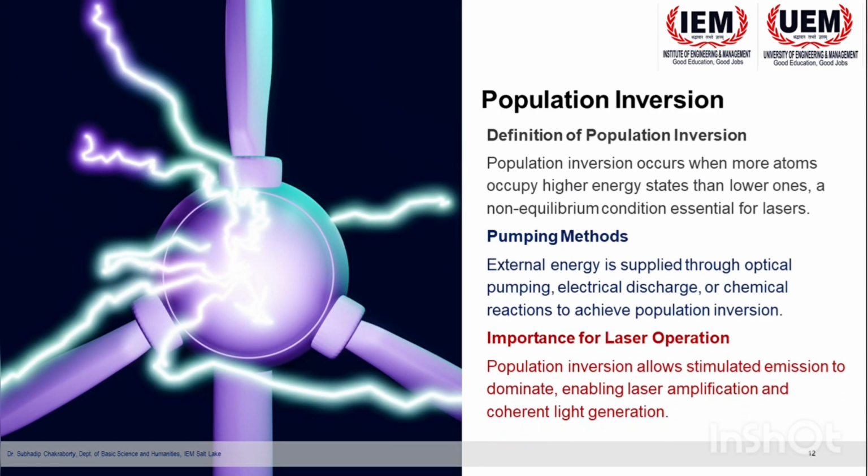Now, for stimulated emission to dominate, we require a special condition known as population inversion. Normally, most atoms remain in the ground state. In population inversion, the number of atoms in the excited state becomes greater than the number of atoms in the lower energy state. This non-equilibrium condition is essential for laser action.